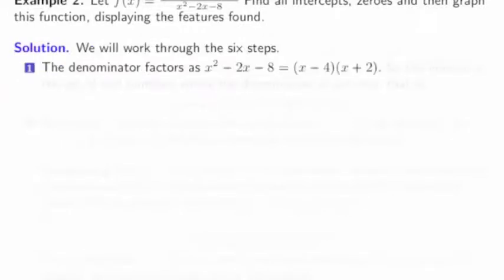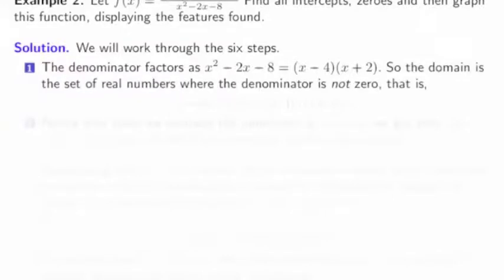One more example. Let's look at this cubic divided by a quadratic. Find all the intercepts and zeros, and then graph this function. So let's work through the 6 steps. First off, the denominator factors as x minus 4 times x plus 2, so the domain is the set of real numbers where the denominator is not 0, so it's these intervals that dodge minus 2 and 4.